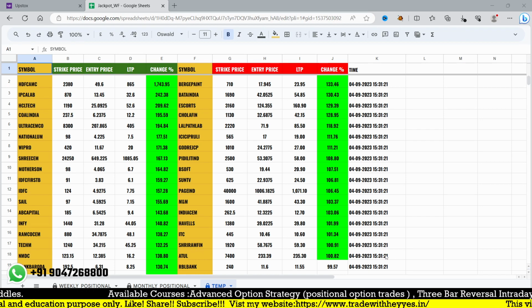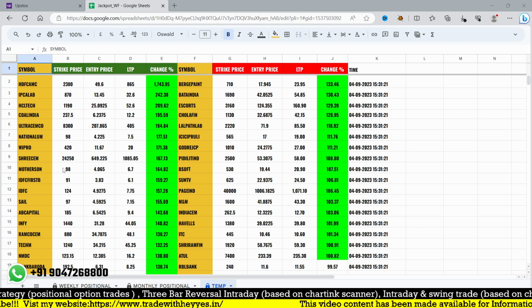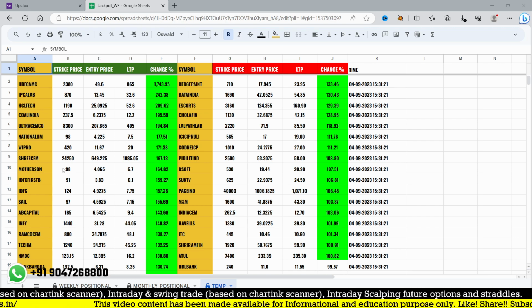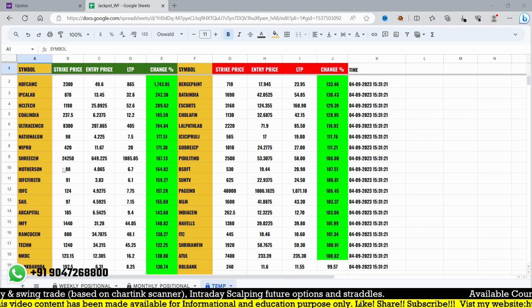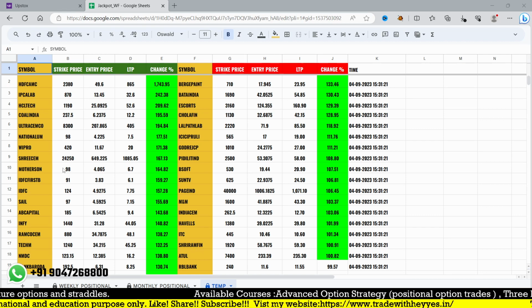As of now, we have weekly and monthly scanners. Soon we will be getting a daily scanner also. That will help us make such good opportunity trades on an intraday basis. That will also be available, maybe soon, on this same Google Sheet itself.